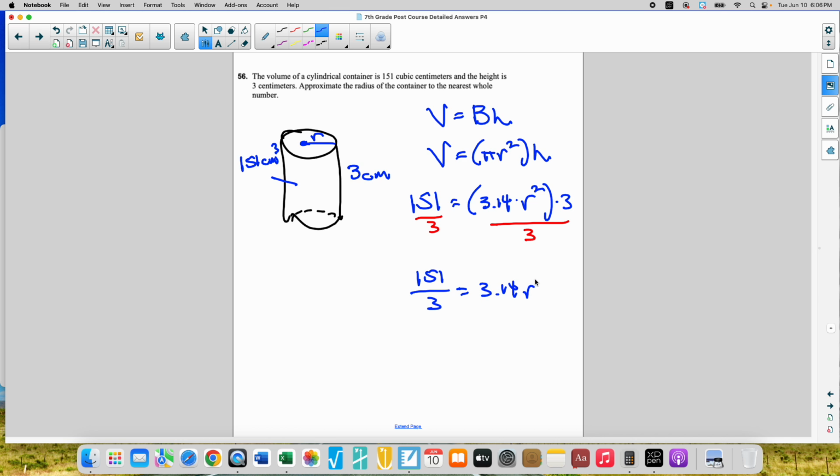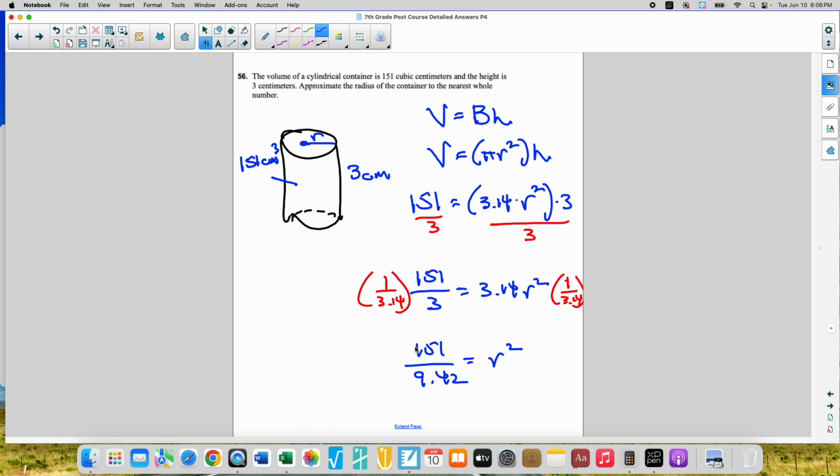3.14 radius squared. Now, we're not going to divide because that would be weird. So we're going to multiply by the reciprocal, 3.14. So now we have 151 in the numerator. And then we have 3.14 times 3. 3.14 times 3 gives us 9.42 equals radius squared.